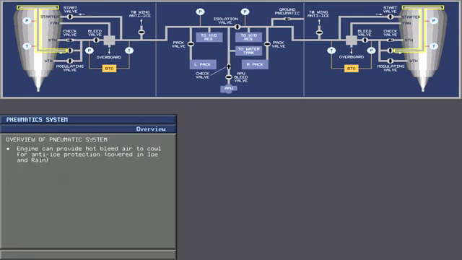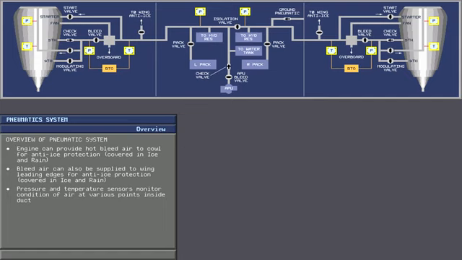Each engine can provide hot bleed air to the engine cowl for anti-ice protection. This is internal bleed air tapped off before it reaches the bleed valve. So, strictly speaking, it is not pneumatic air. Cowl anti-ice is covered in the lesson titled Ice and Rain. Hot bleed air can also be supplied to wing leading edges for anti-ice protection. This is also covered in the lesson titled Ice and Rain.